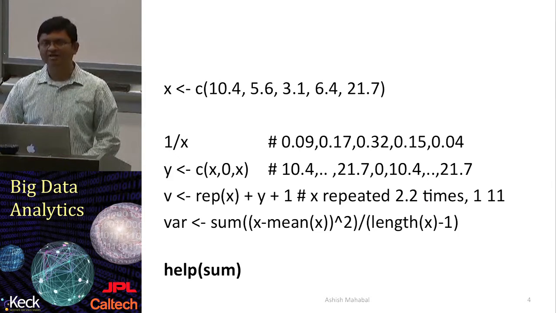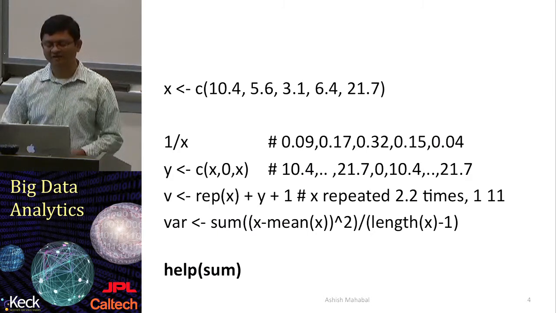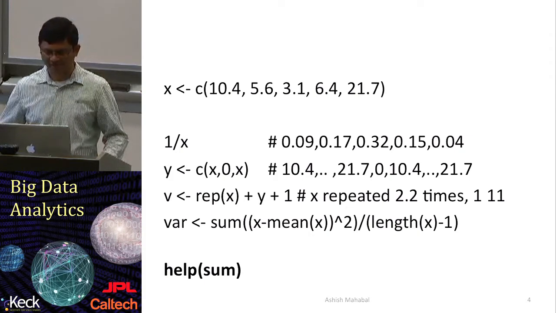Similarly, you can combine vectors with each other. Here in the next line, we see that we took the vector x, a 0, and the vector x again, combined them. So we had 5 values in x, and this combination is going to have 11 values. So those 11 values can be assigned to y.